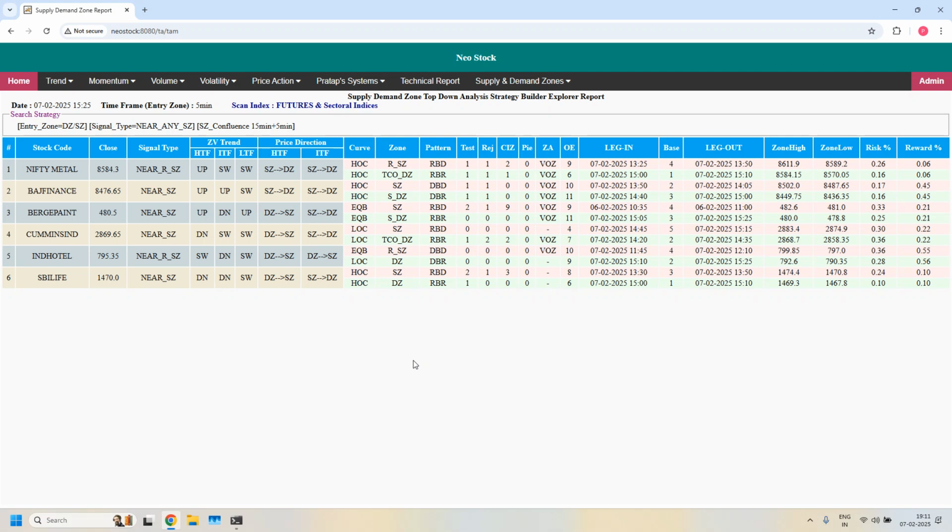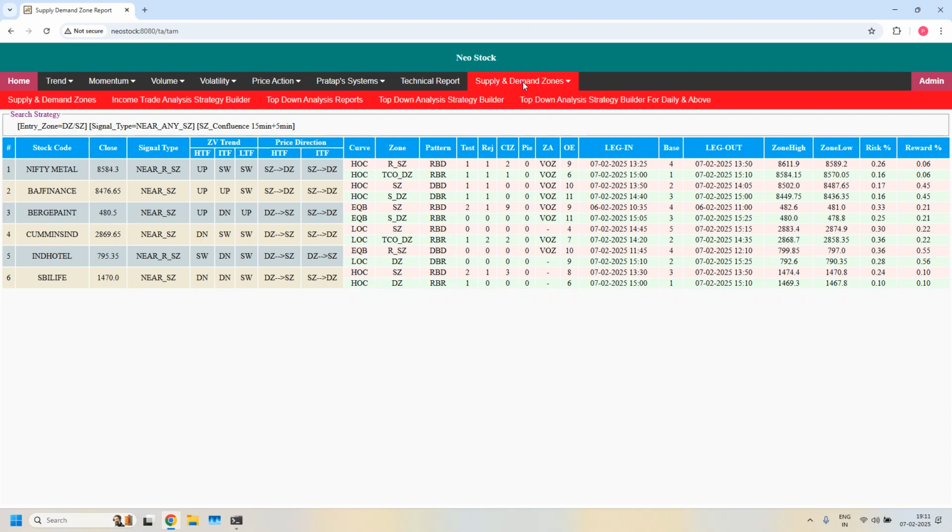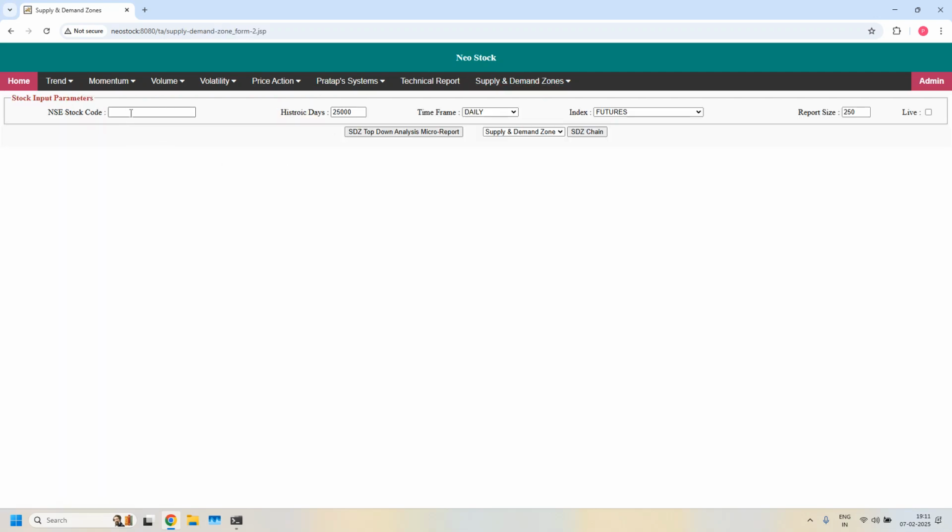So this is about stocks near demand and supply zones for different time frames, and also identified price closed inside the demand and supply zones from yearly until daily time frame. Also we identified daily and 75 minutes high liquidity zones. Okay, next report is about NIFTY and BANKNIFTY supply demand zone chain.